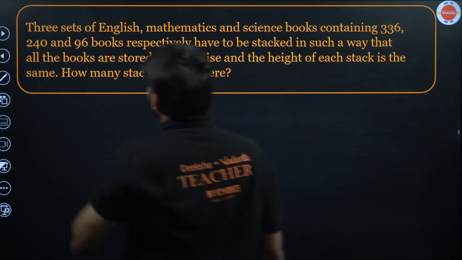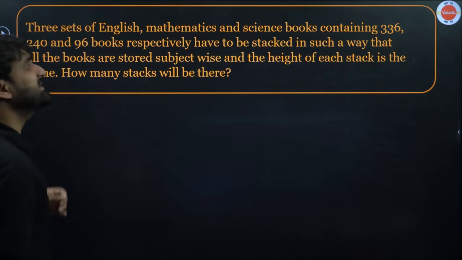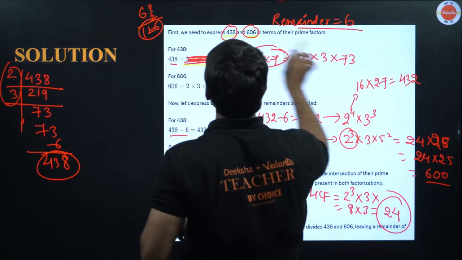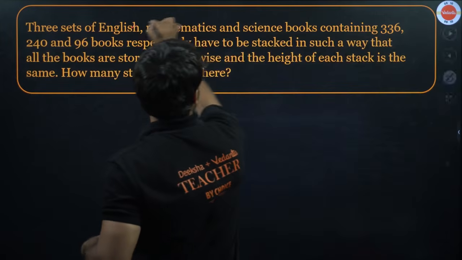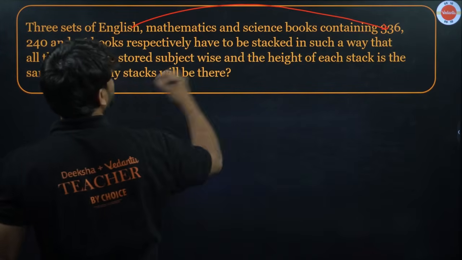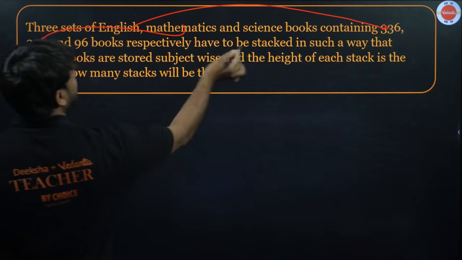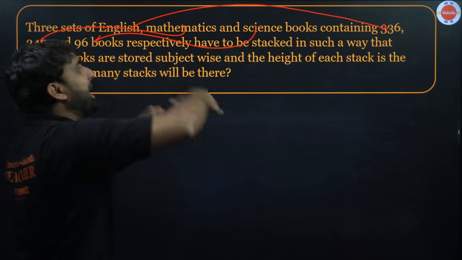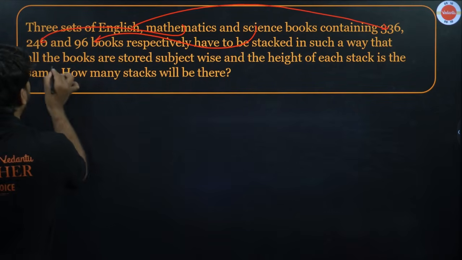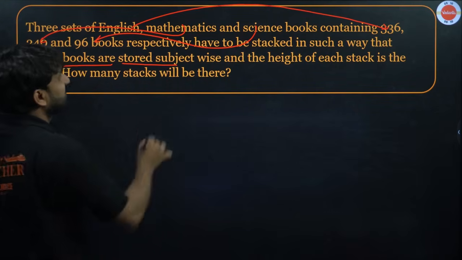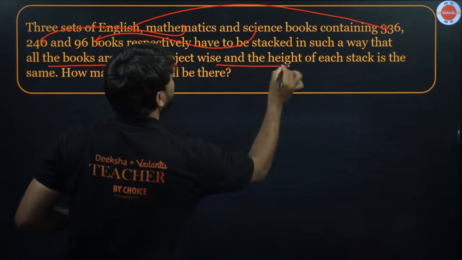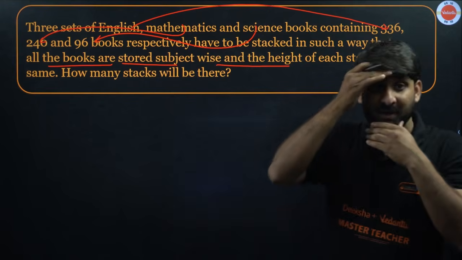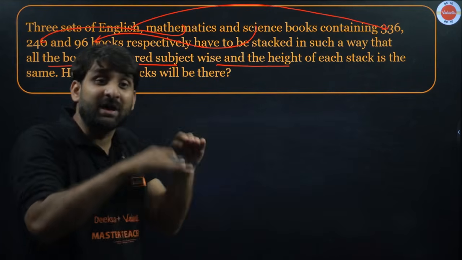Okay, moving to next. 3 sets of English, mathematics and science books containing 336, 240 and 96 books respectively have to be stacked in such a way that all the books are stored subject wise, and the height of each stack is same. The height of books should be same.